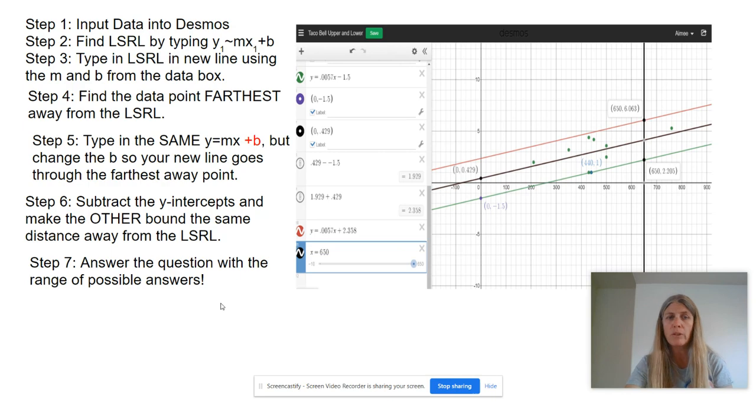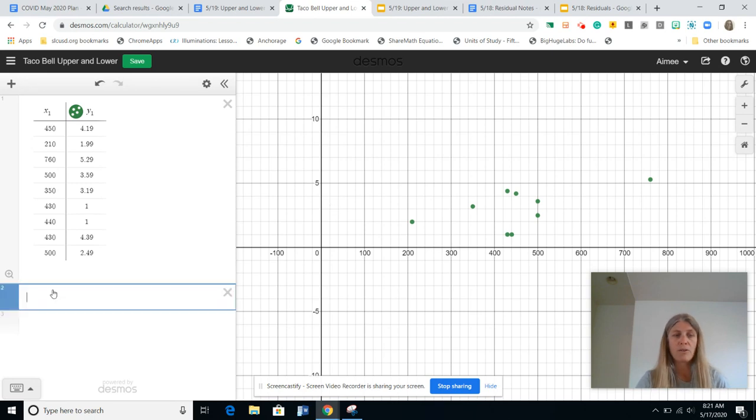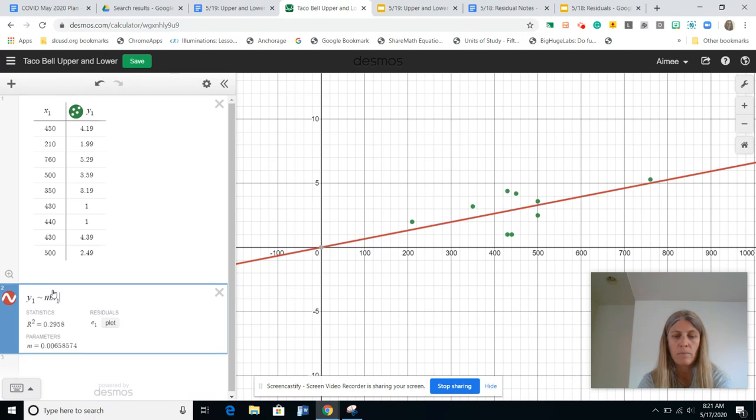I'm going to walk you through how to do it on our actual Desmos. So here I have my very starting point, which is my table of values. These are the calorie counts, and right here are my costs. Once again, calories are this way and the cost of the items are this way. Now, first you need to find your least squares regression line, which is simply typing y1 tilde mx1 plus b.